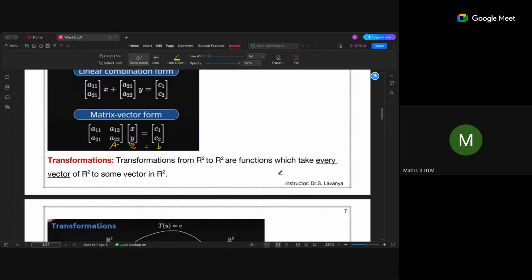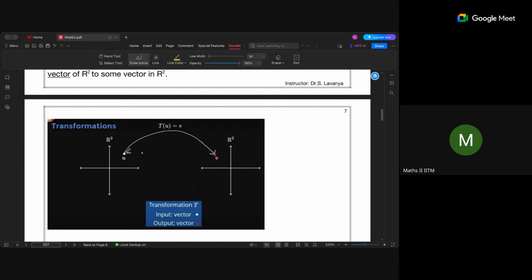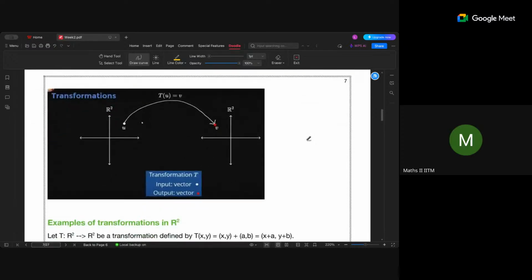Now, what are transformations? Transformations from R2 to R2 are functions which take every vector of R2 to some vector in R2. Basically, if you are just saying transformations, they are functions from R2 to R2. You have an input and an output, both in R2. So what are the domain and codomain here? Function means we should have a domain and codomain, right? T is the function here. What is the domain of this function? From where is this input coming? R2. And where is the output? R2, again in R2. So here the domain and codomain are both R2.